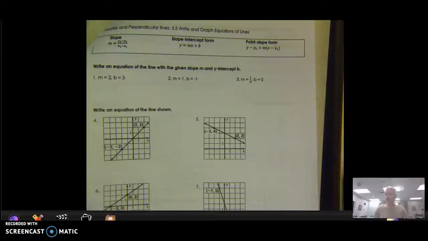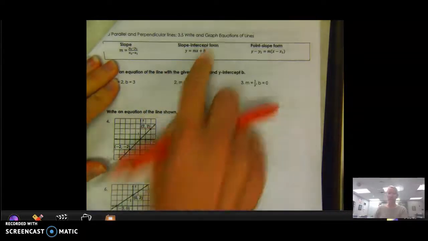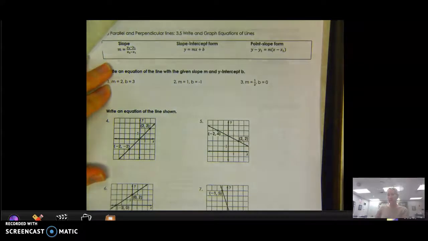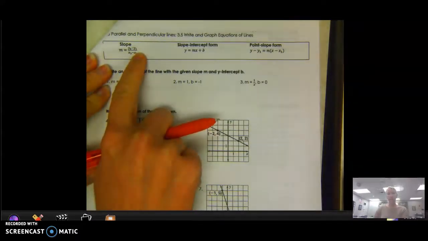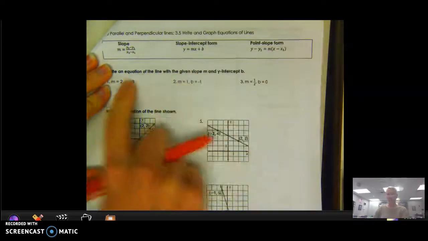Okay, we are going to go on in our note packet. We are on 3.5, which is writing and graphing equations of lines. Slope formula is right here, slope-intercept right here, point-slope form is right here. So we'll talk about all those.